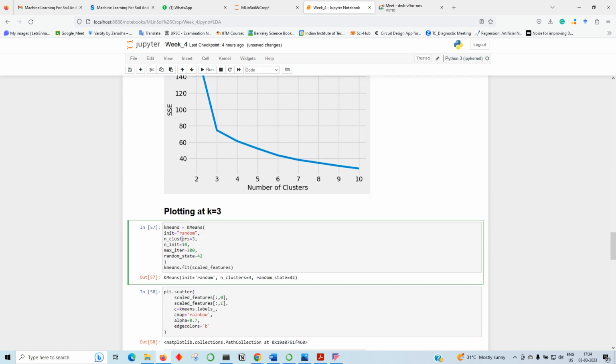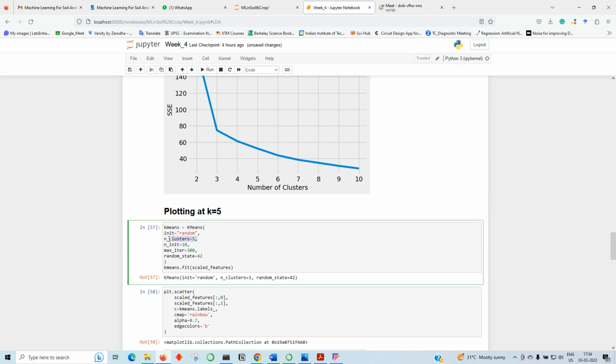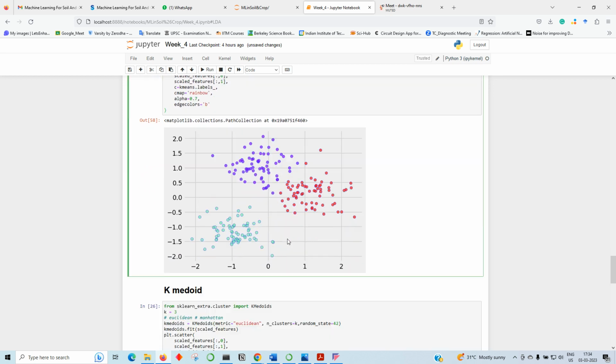Now we can also change this and see what happens if we give more clusters. Let's say I give the number of clusters as 5. Here is the main thing. I'm just changing the value for this, and we train our data. Let's see how the plot will change.